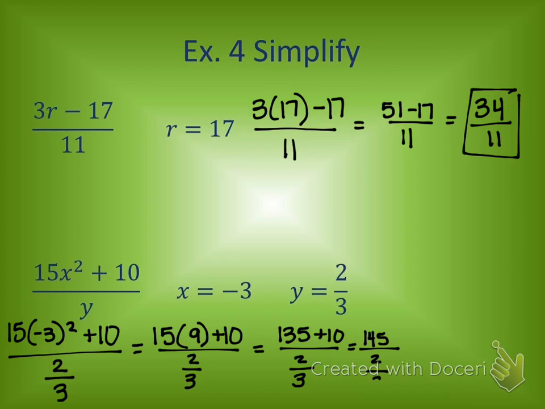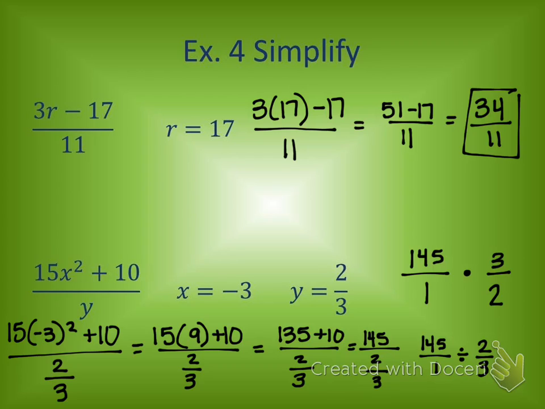Now it's time to worry about my keep, flip, change. If I want to, I can rewrite this fraction like this. 145, I'm going to write it over 1, divided by 2/3. Oh, okay, now I see. That's much easier to look at when I need to do keep, flip, change. Okay, so what would I keep? 145 over 1. I'm going to write it right above it. 145 over 1. What would I flip? 2/3 to make it 3 over 2. And then what would I change? Division to multiplication.